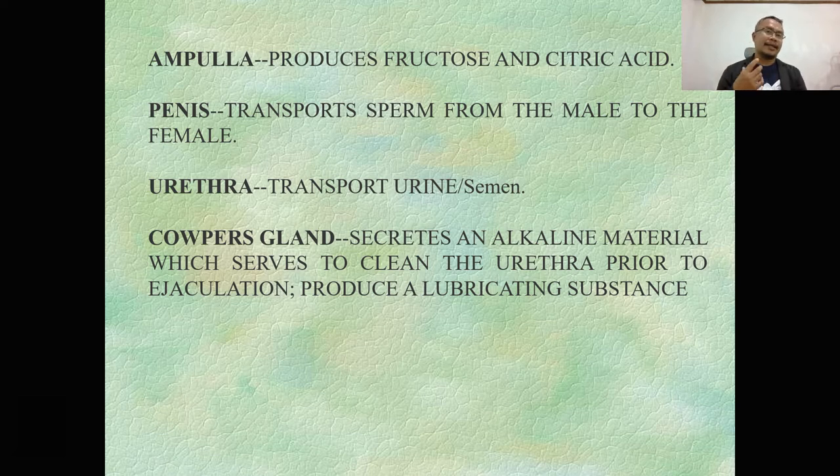So that is one of the advantages of artificial insemination, because there is really a standard length of the Traber catheter in the AI gun that will be used in inseminating the female animals. Okay, next, urethra.